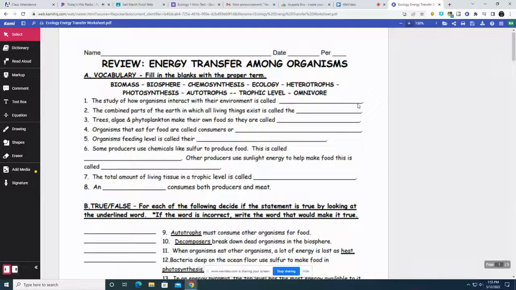All right, if you came looking for help on the energy transfer among organisms review worksheet, you came to the right spot. All right, so here we go.